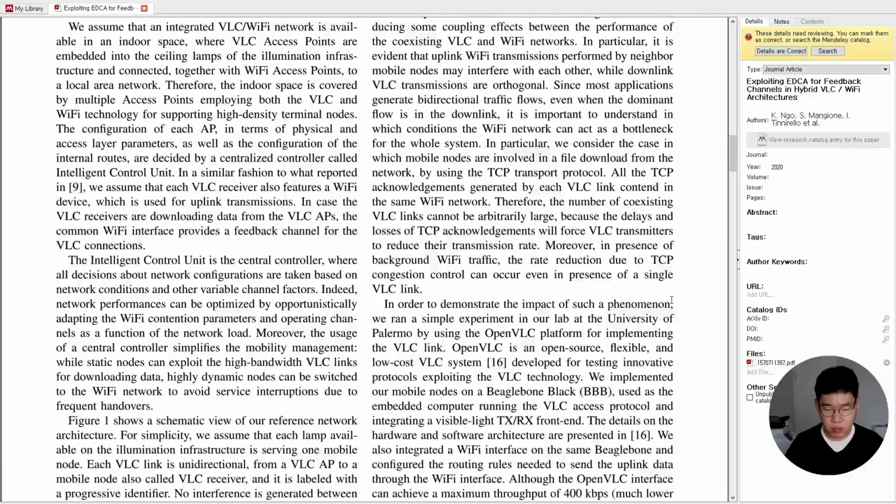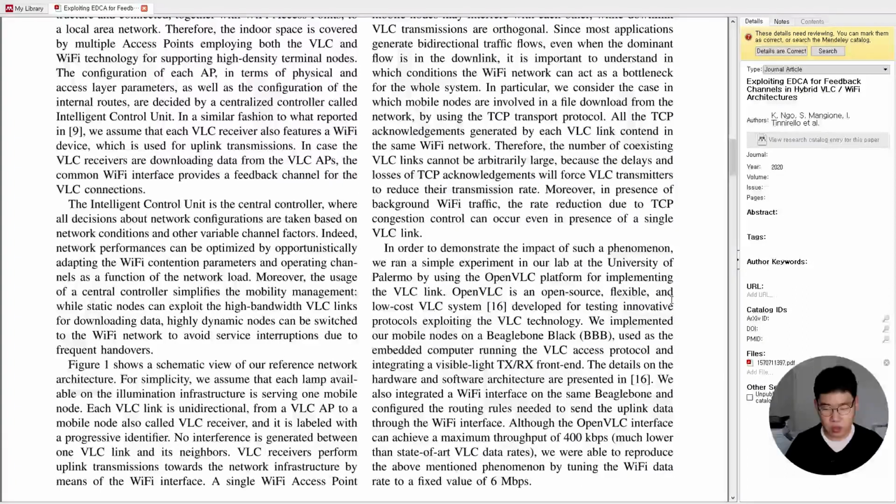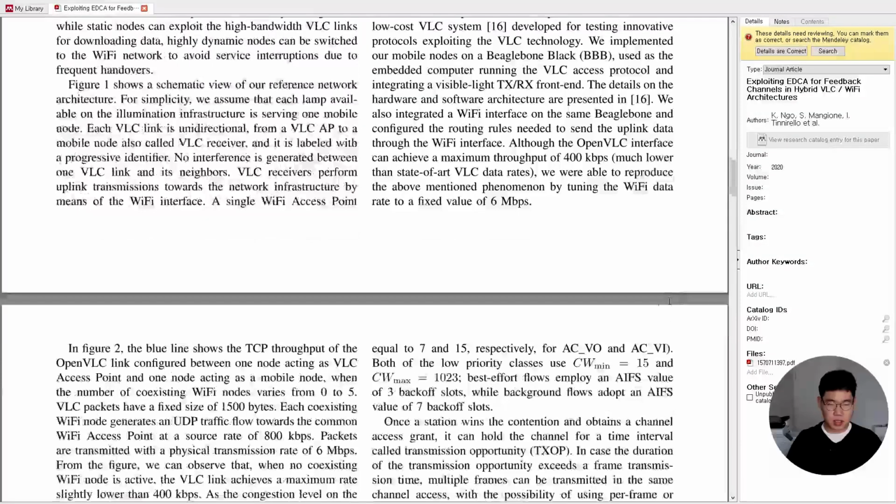Although the OpenVLC interface can achieve a maximum throughput of 400 kbps, much lower than state-of-the-art VLC data rates, we were able to reproduce the above-mentioned phenomenon by tuning the Wi-Fi data rate to a fixed value of 6 Mbps.